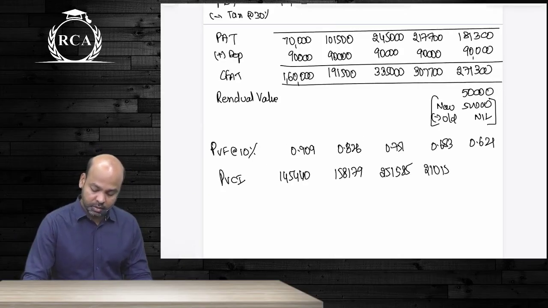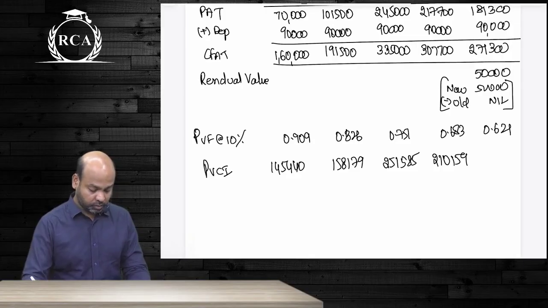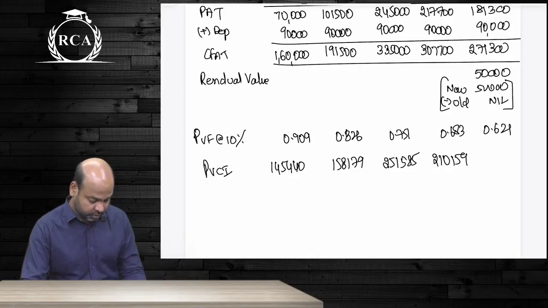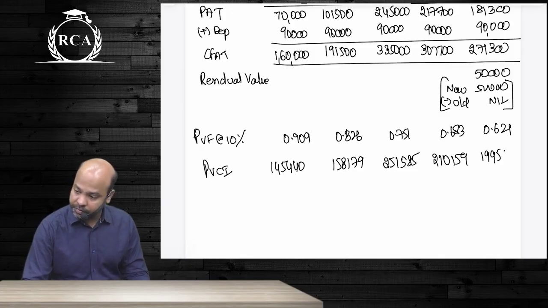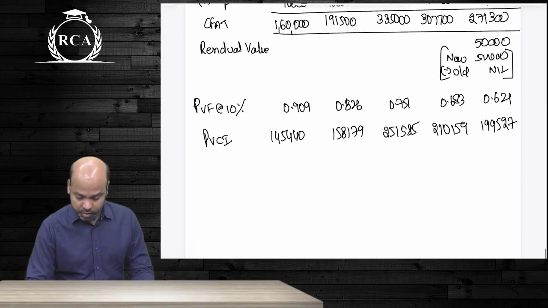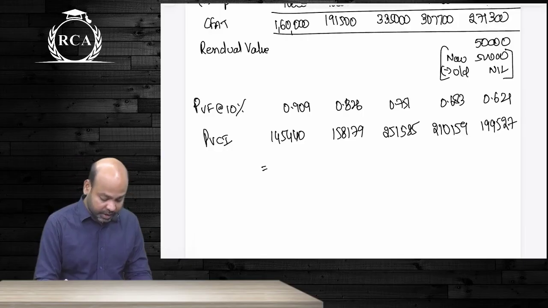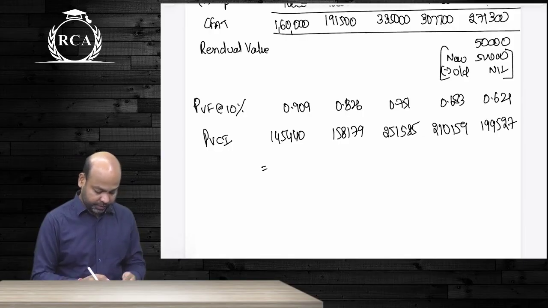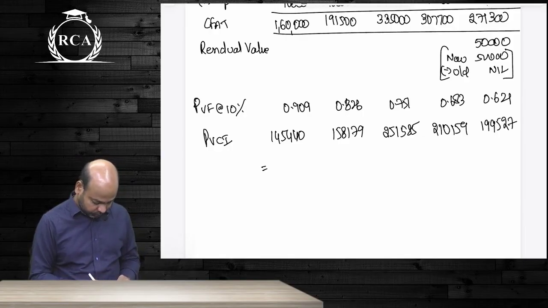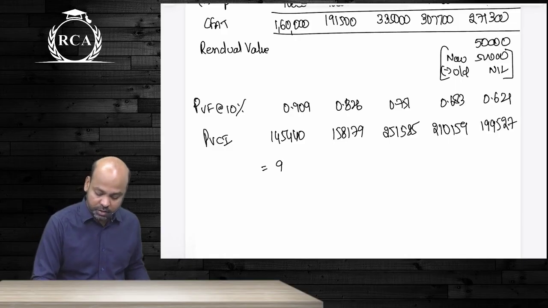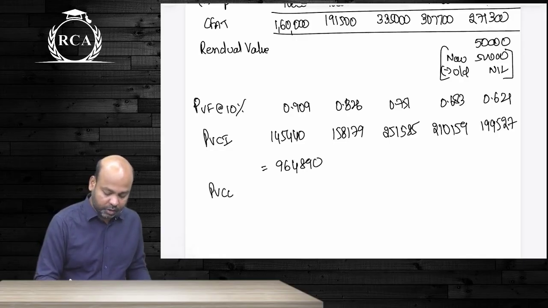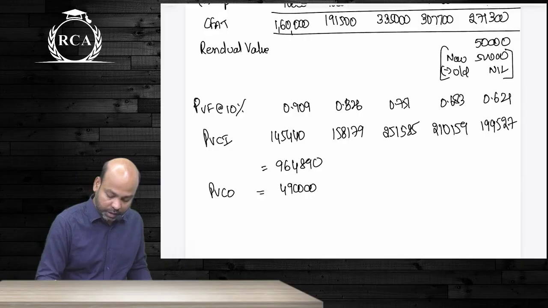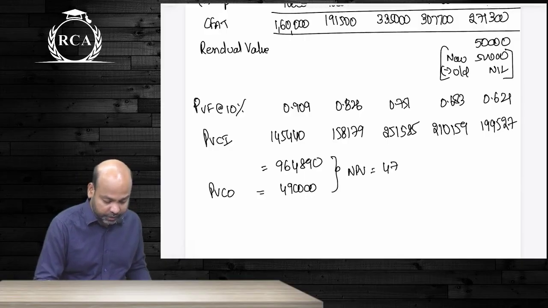$2,10,000. Next बेटा 1,99,000, 1,99,520. Add up all the cash flows as such बेटा and tell me the total value बेटा. एक second, guys. $9,64,000. You know PVCO beta is already 4,90,000. Therefore, your NPV, guys, will be equal to 4,74,000.